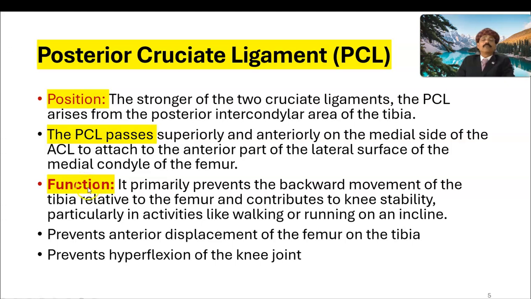Function: the posterior cruciate ligament primarily prevents the backward movement of the tibia relative to the femur. It contributes to knee stability, particularly in activities like walking or running on an incline. It prevents anterior displacement of the femur on the tibia and prevents hyperflexion of the knee joint.